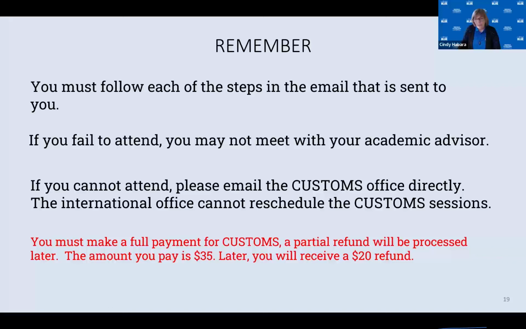Now, with customs, you're going to have to pay the full price, $35. Later, they're going to refund you $20, so the actual cost to you is $15, but you're not going to pay $15 or it won't go through. You have to pay the full $35. You will still receive a $20 refund later, and I don't know the timeline.